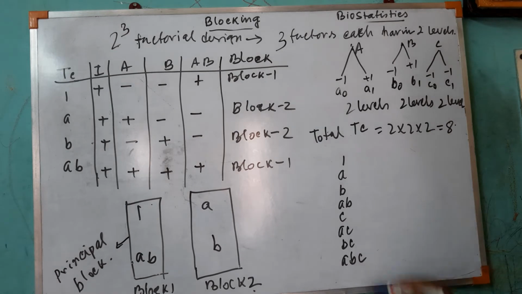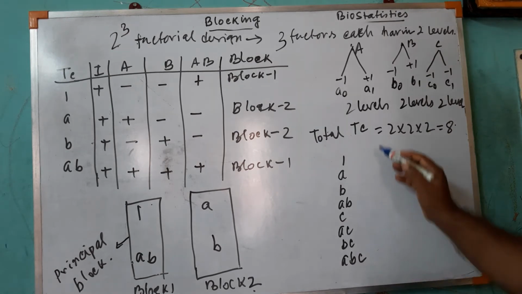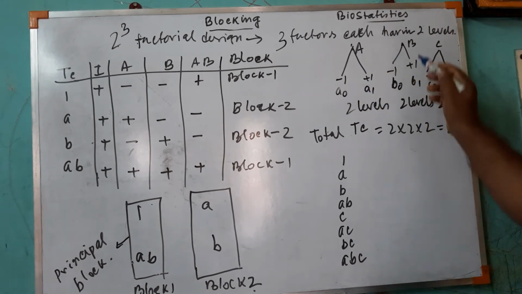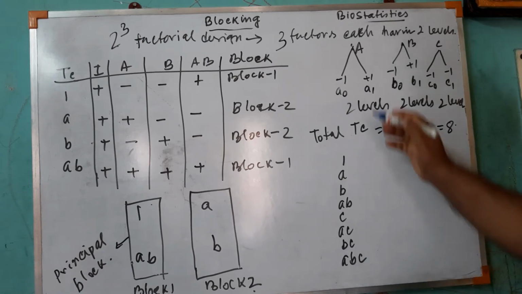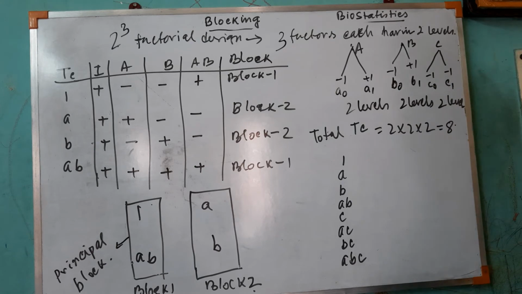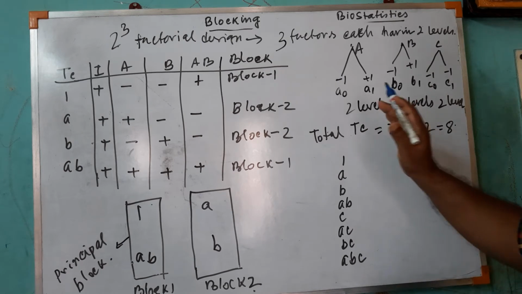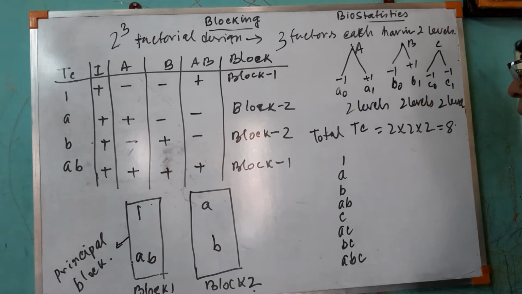When only C, A is at lower level, B is at lower level, and C is at higher level. When AC, A is at higher level, C at higher level, B at lower level. When BC, B is at higher level, C at higher level, and A at lower level. ABC means all 3 factors are at higher level.